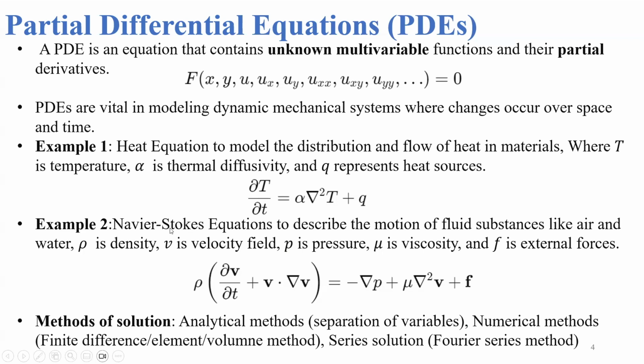Another application could be the Navier-Stokes equation to describe the motion of fluid substances like air and water. What we need is density, velocity, and so on. This is especially useful for computational fluid dynamics. So here in this example, V is the velocity. It can be a vector, and it has a derivative and a double derivative, and so on.